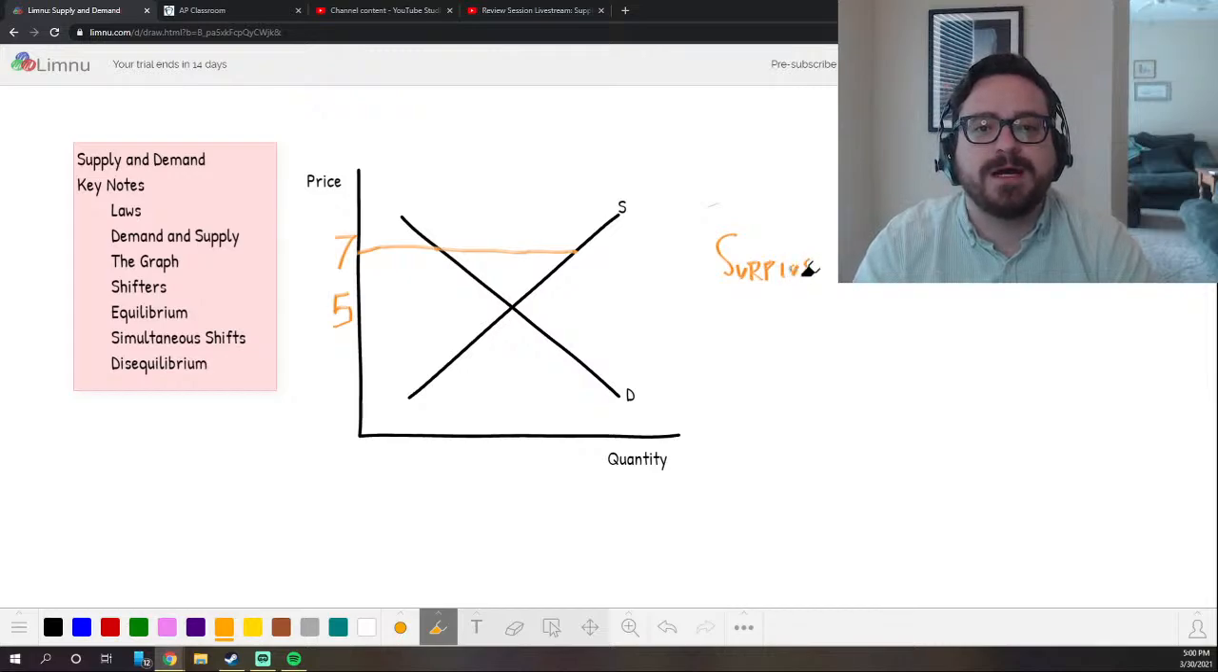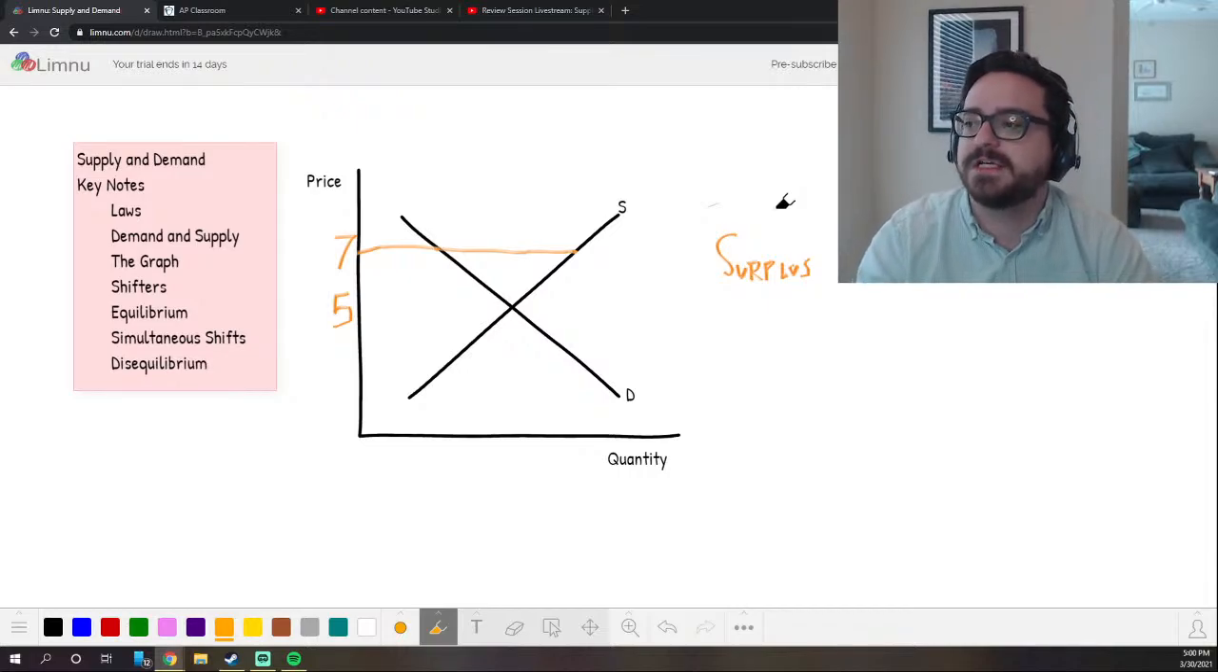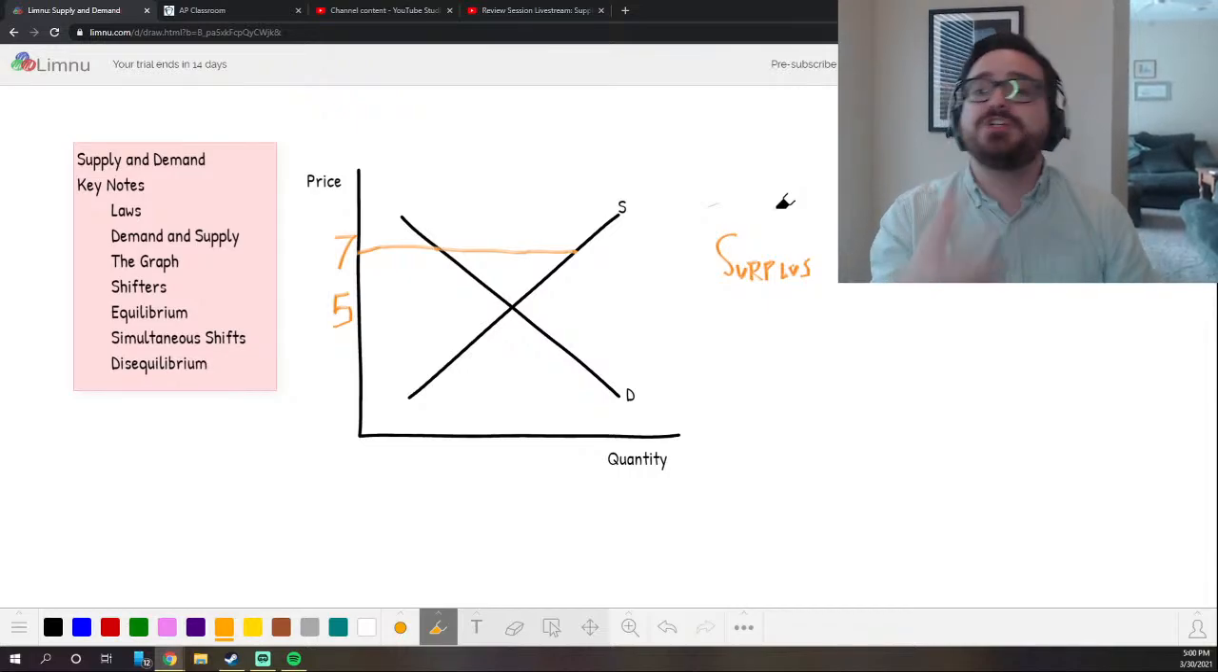I'm drawing this with my mouse, so this is not good handwriting. That's actually not too bad based on how my handwriting normally looks. It's a surplus. I've got too much of the good.